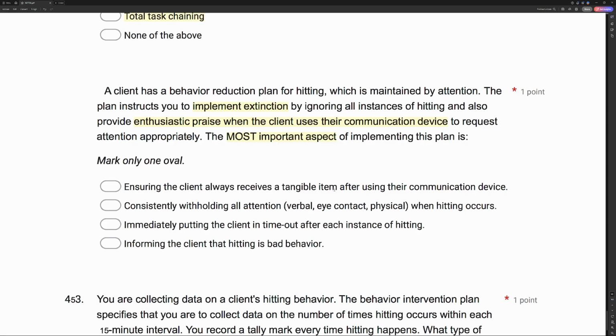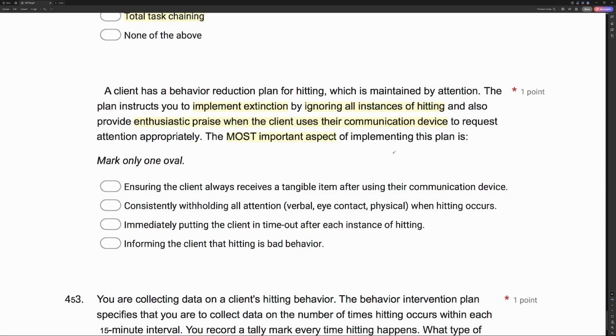Is there anywhere in the question that talks about tangible? No, your supervisor wants you to provide praise. So we've got to read carefully. A does not fit within the information given to us. B, consistently withholding all attention when hitting occurs. That would be extinction. That would be ignoring all instances of hitting.